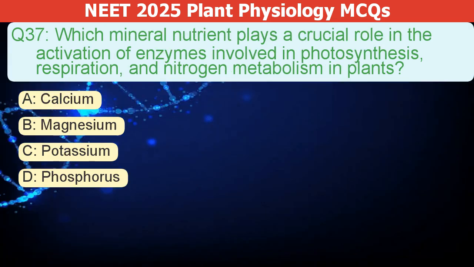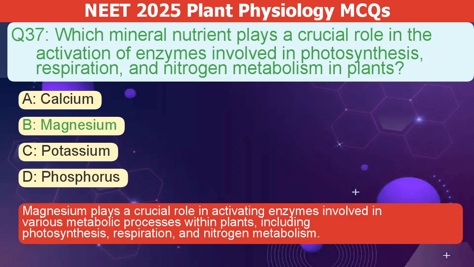Which mineral nutrient is crucial for activating enzymes in photosynthesis, respiration, and nitrogen metabolism in plants? A. Calcium. B. Magnesium. C. Potassium. D. Phosphorus. The correct answer is B. Magnesium plays a crucial role in activating enzymes involved in various metabolic processes within plants, including photosynthesis, respiration, and nitrogen metabolism.